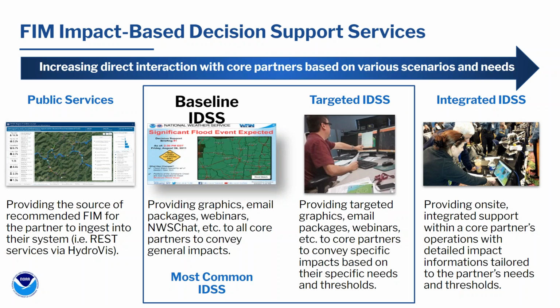So we are planning to implement FIM, or flood inundation mapping, impact-based decision support services in the platforms that we are already utilizing to coordinate the message with you guys. So what does that mean? Well, for example, our baseline IDSS is sending out graphics, sending out email packages, doing webinars. We're in NWS Chat 2.0. Those core platforms for conveying information to you is where we will start conveying information regarding flood and inundation maps.